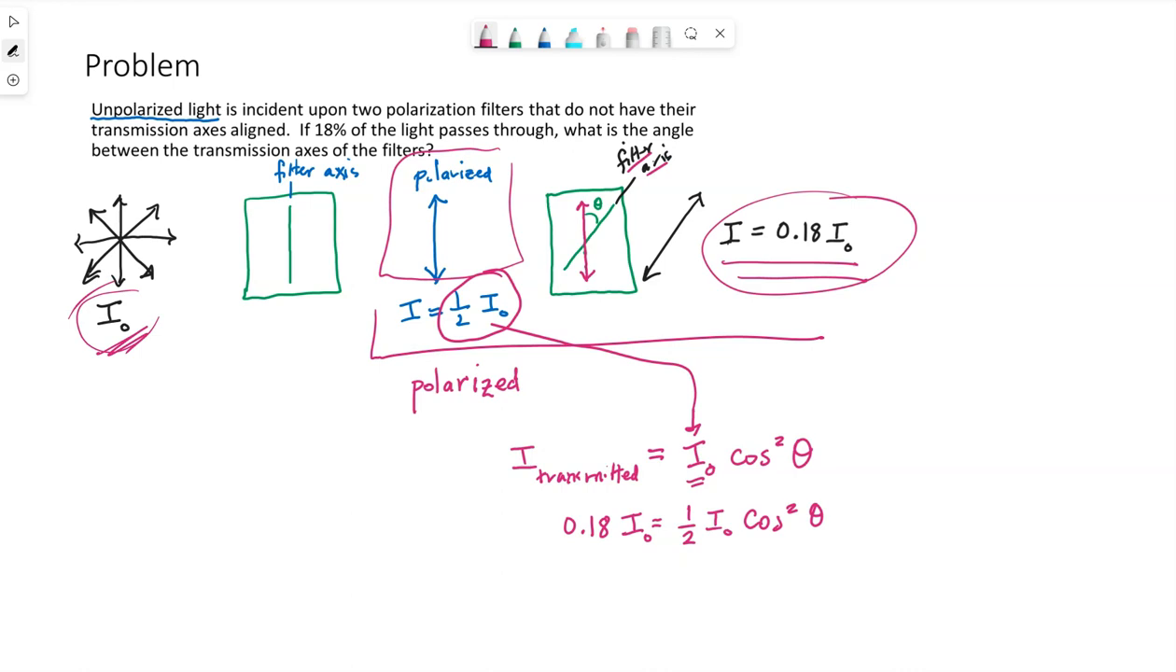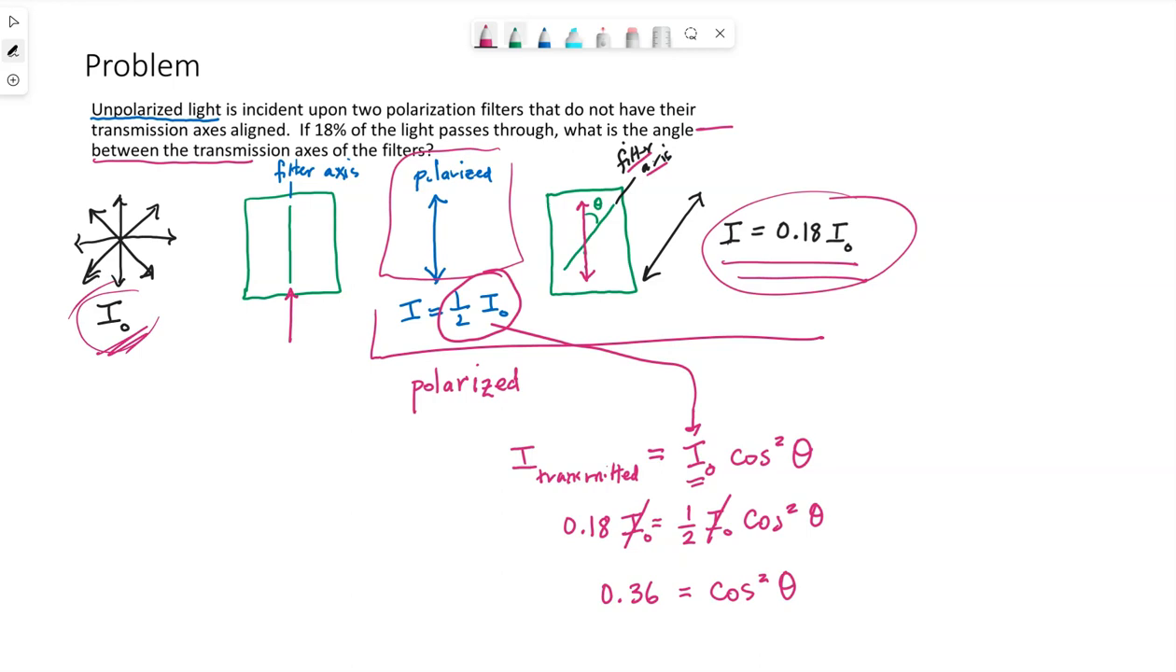So the theta is the angle I'm looking for. The question wants to know the angle between the transmission axes of the two filters. Since I drew theta from vertical and I chose to make my first axis vertical, this theta is what we are looking for. I can cancel out these I naughts. I have to bring the 2 over, so I get 0.36 is equal to cosine squared of theta.